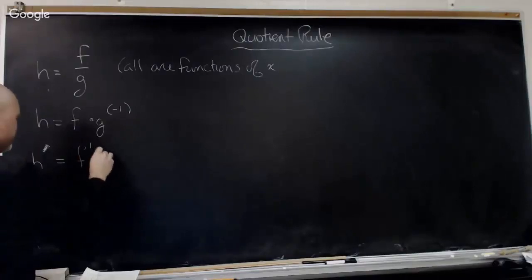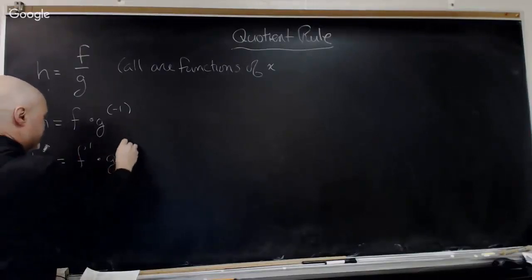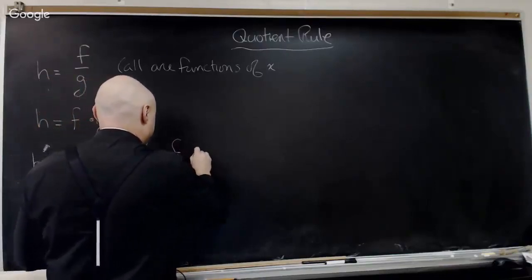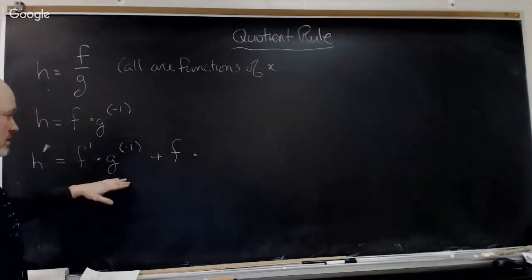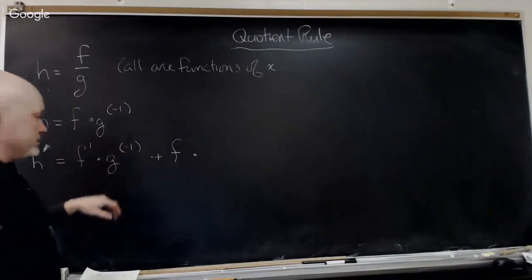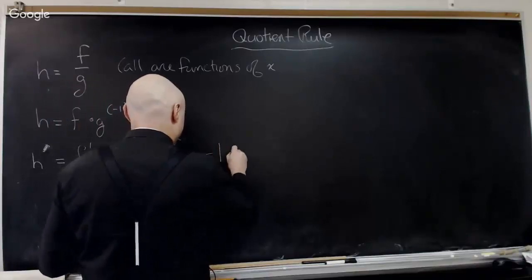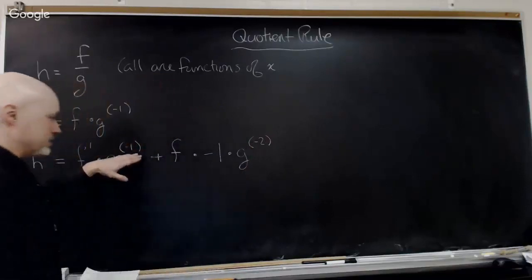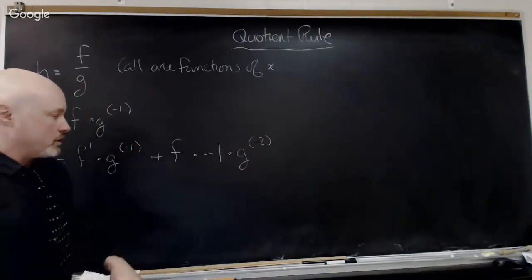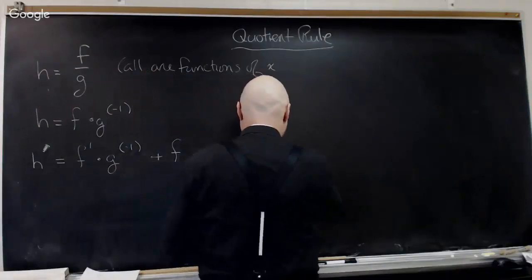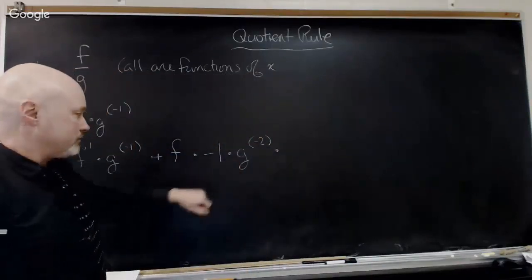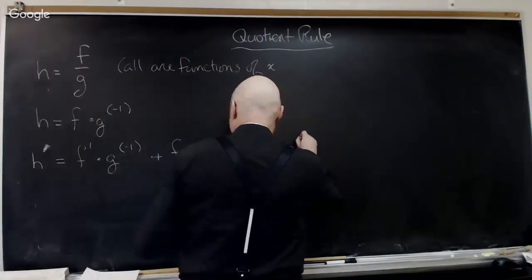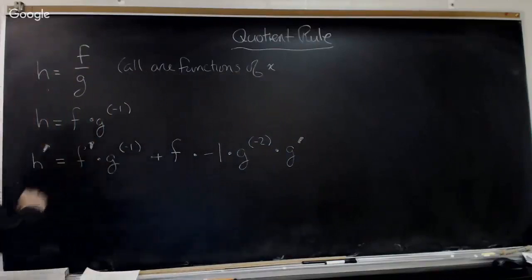So the derivative of the first function times the second function plus the first function times the derivative of the second function. And notice we have to use our power rule here, and so the -1 is going to come down in front, and we have to subtract 1 from the exponent, so it becomes g to the exponent -2, and then we have to take the derivative of the inside function. So this becomes g primed at x. So, sorry, there's my f primed at x.